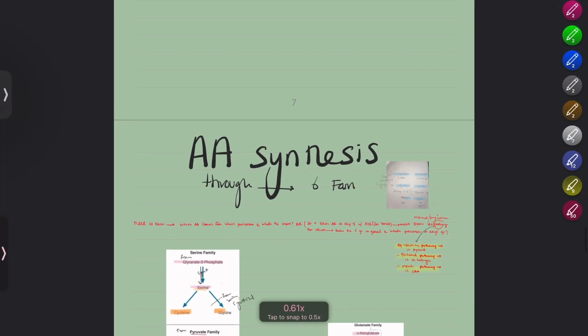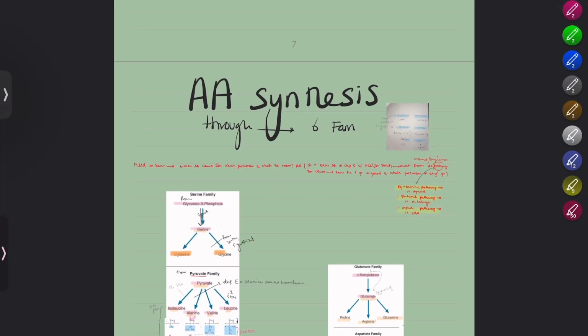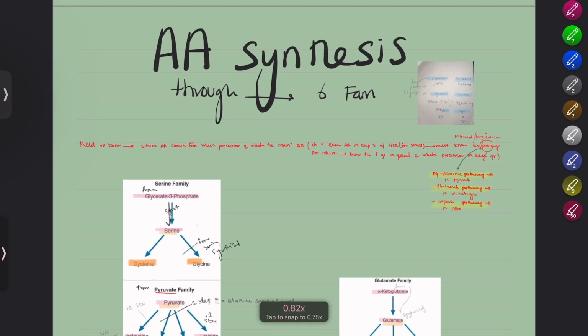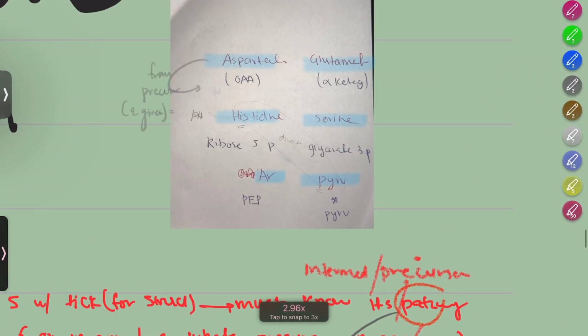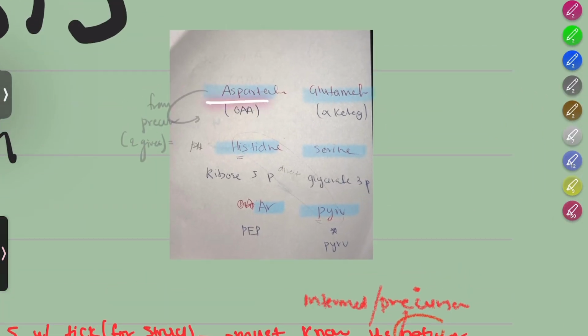Let's talk about a very simple part of this chapter, which is amino acid synthesis. It's much easier than we think. Basically, in order to synthesize any of the 20 standard amino acids that we have, there are 6 families that we start off with. We have the aspartate family, the glutamate, the histidine, the serine, the aromatic family, and the pyruvate family. Each gives rise to certain amino acids or even a keto acid, plus some of them come from a certain precursor, as we will see.